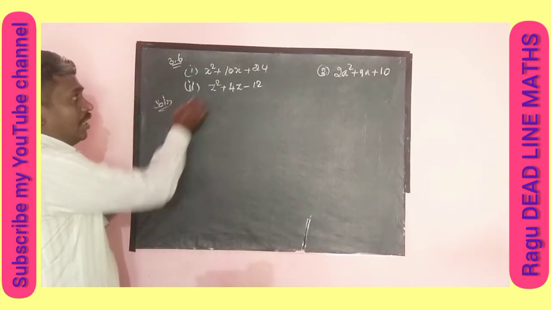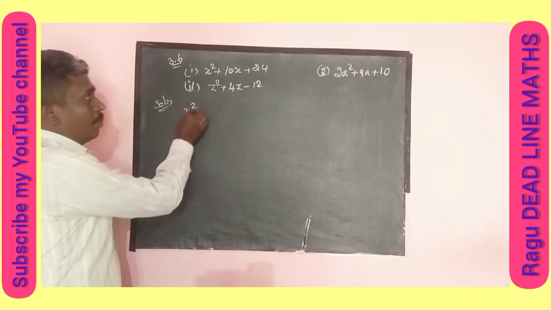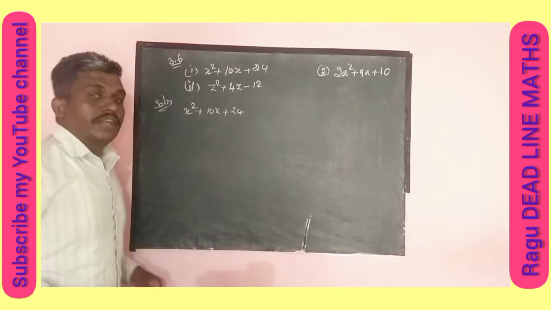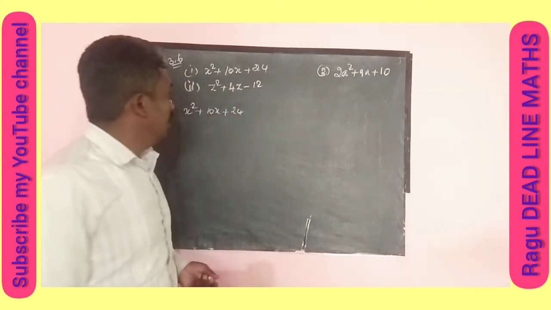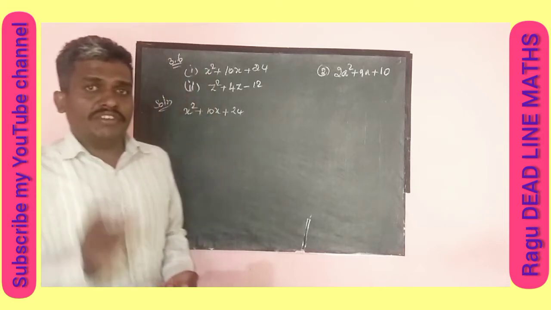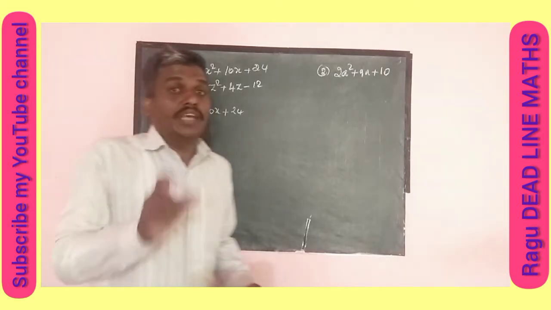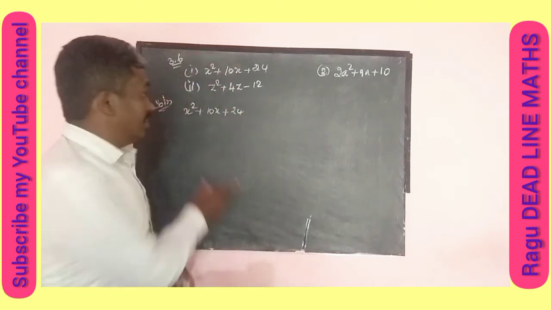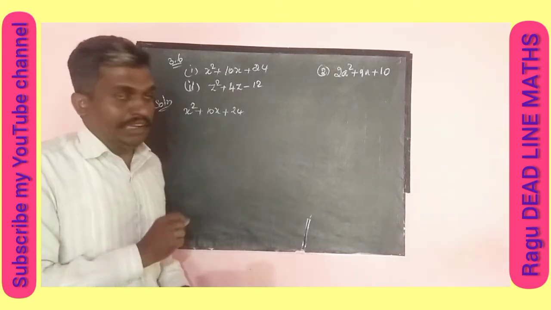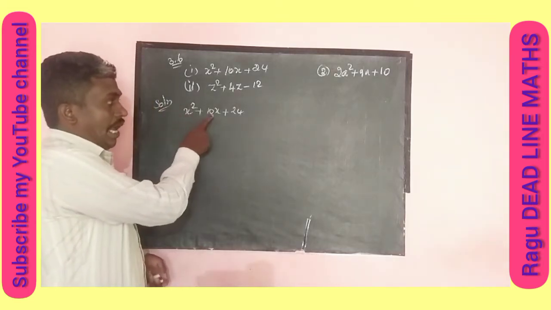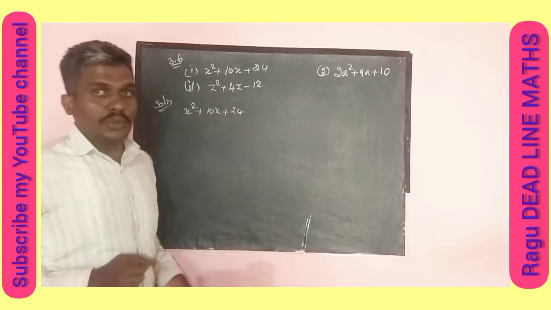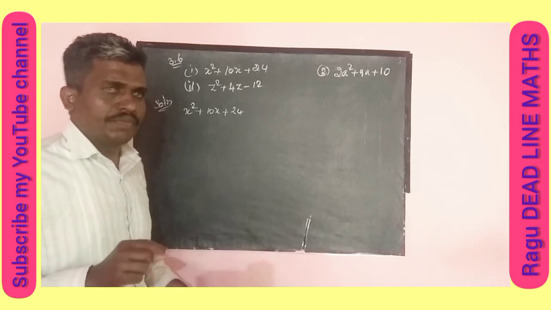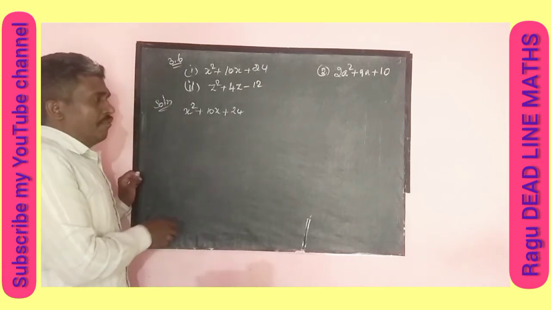See the first question, x square plus 10x plus 24. First of all, for the factorization, there must be a certain form: the square term, the coefficient, and the constant value. If it is like this, we will go for the factorization. Otherwise, we can't do the factorization. So this is the equation.